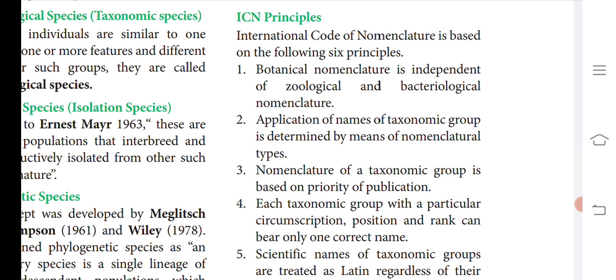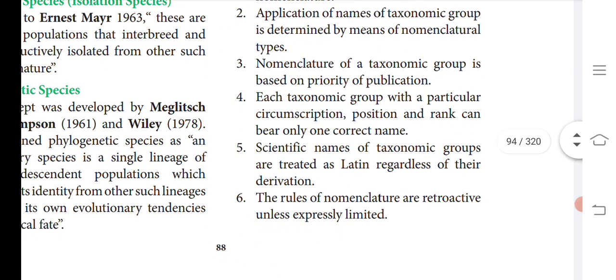Botanical nomenclature is independent of zoological and bacteriological nomenclature. It does not follow the same rules that are followed by the zoological, that is naming of animals, and also the bacteriological, naming of bacteria. Application of names of taxonomic groups is determined by means of nomenclatural type. Nomenclature of a taxonomic group is based on priority of publication. So, if I publish one species and one name, that will be taken into consideration. If the same species is published by another person, it will not be taken into consideration.